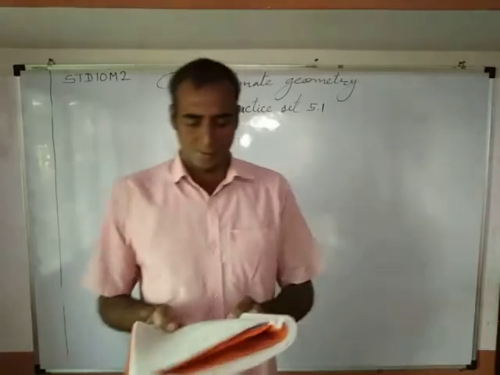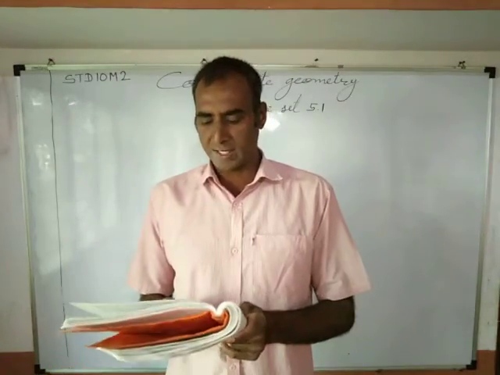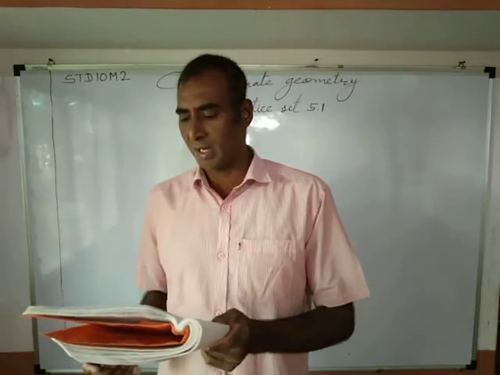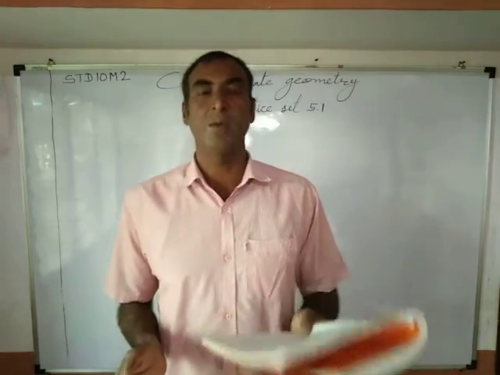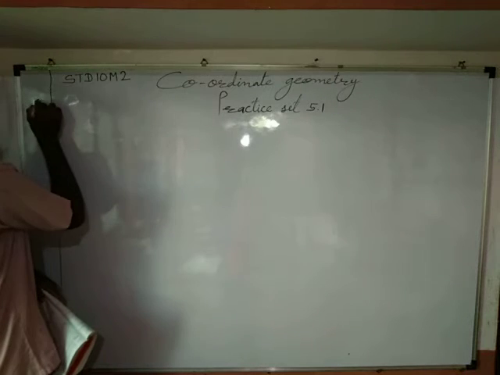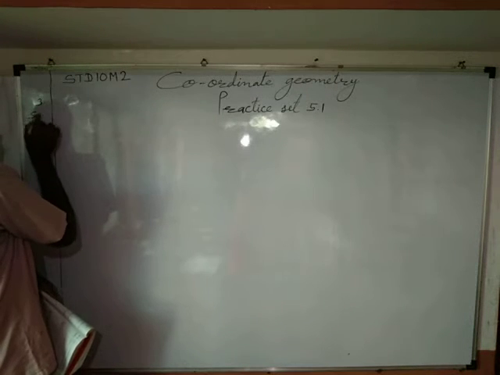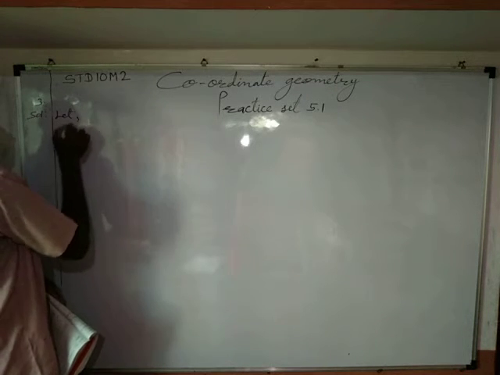Question third. Find the point on the x-axis which is equidistant from A (-3, 4) and B (1, -4). Question third. Solution.